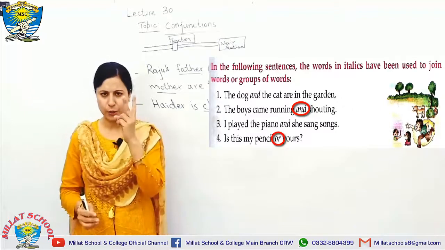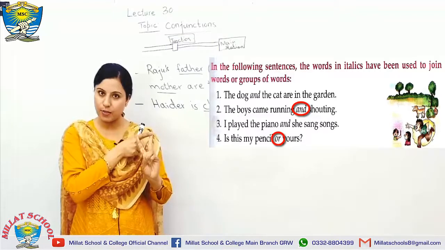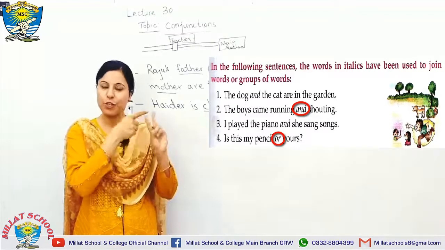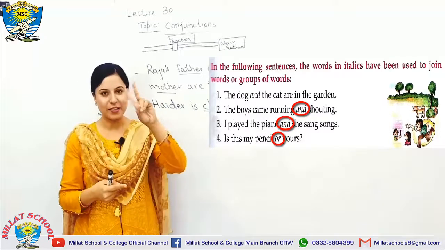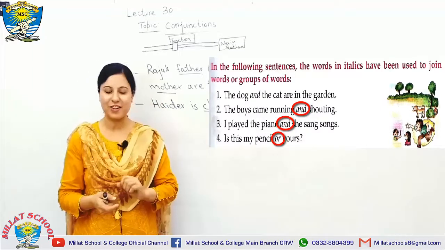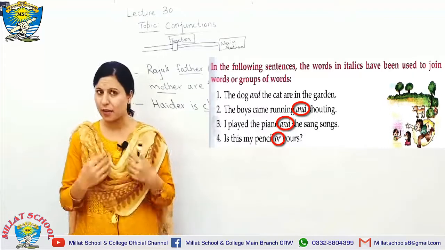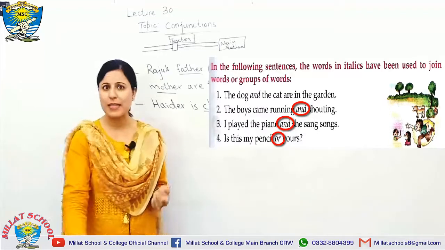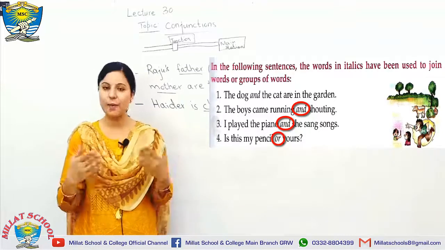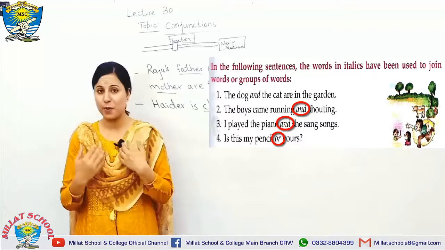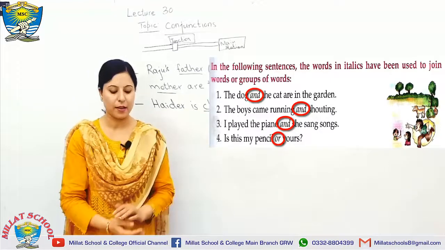We have joined the two sentences: I played the piano, she sang songs. I have joined the two sentences by using the conjunction and. Number four, is this my pencil or yours? Yes, I am comparing the two things, my or yours. So I have used the conjunction or here.